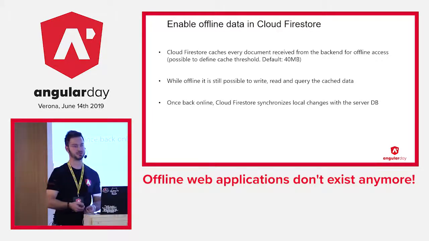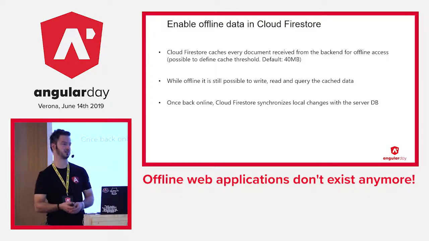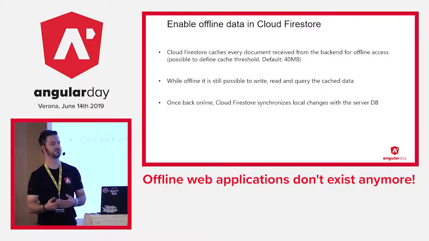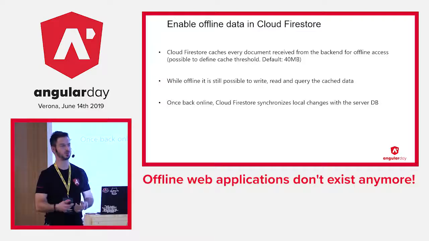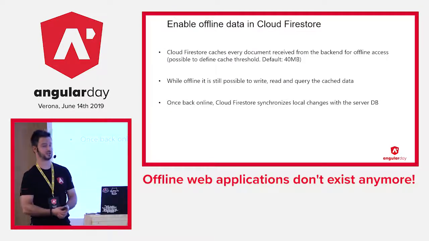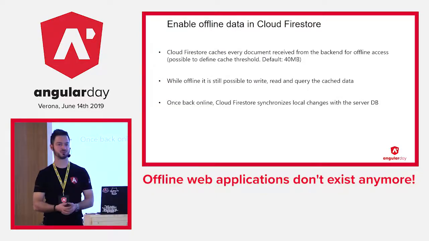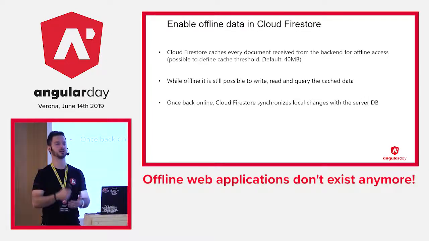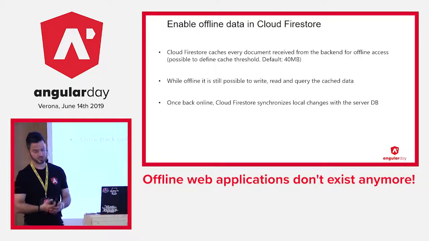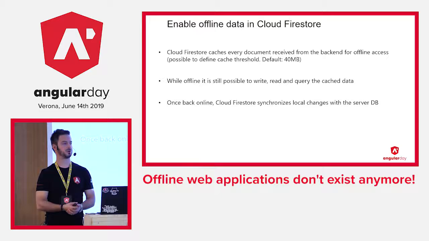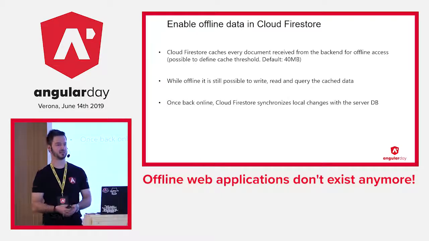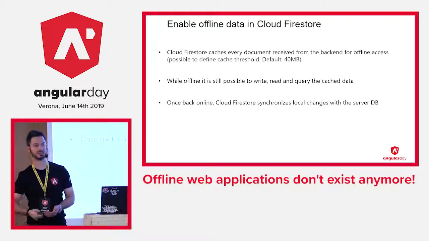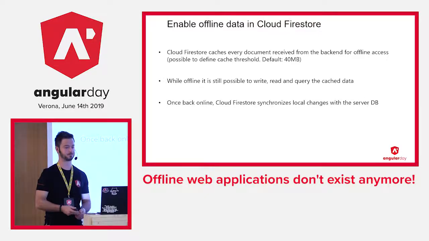There is a threshold or a cache limit of 40 megabytes by default, but we are free to define our own limit or change the values. If this cache limit is reached, then Cloud Firestore will go through the cache and delete all the old documents in order to bring the cached documents within the predefined limit. Once we have all those documents available locally, we can not only access them, but we can change, delete, and do whatever we want with those.